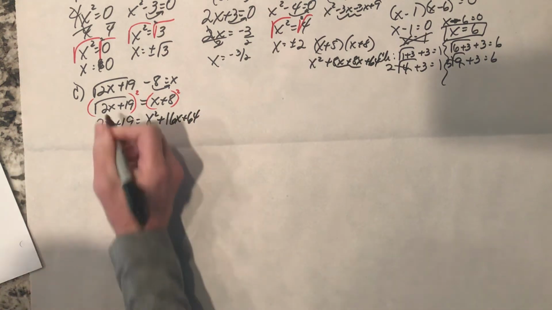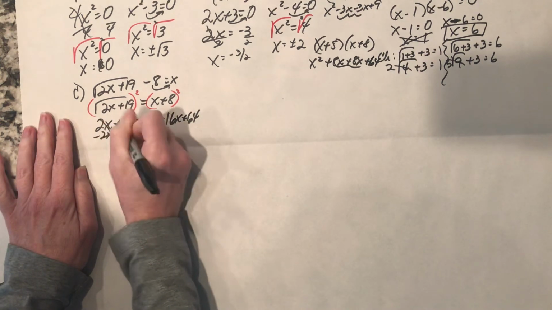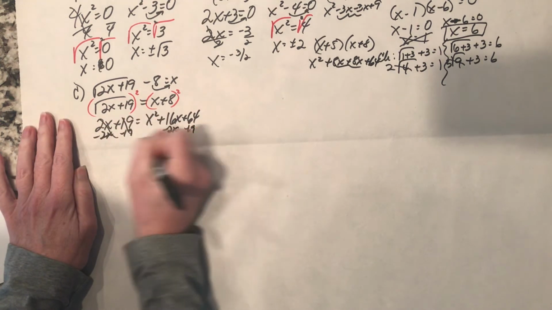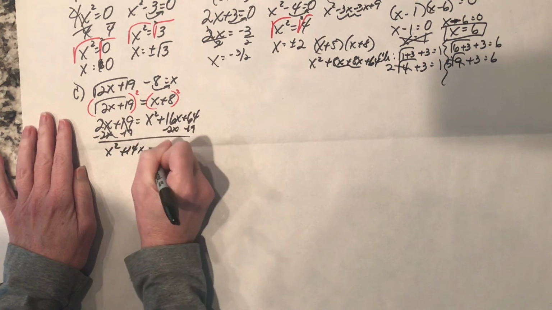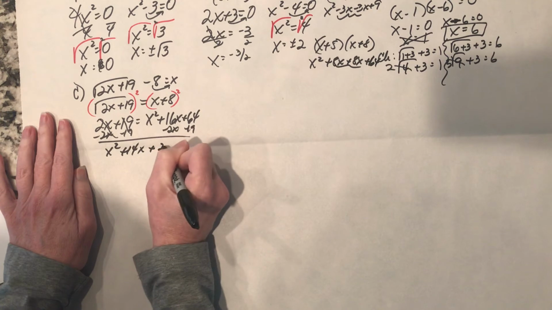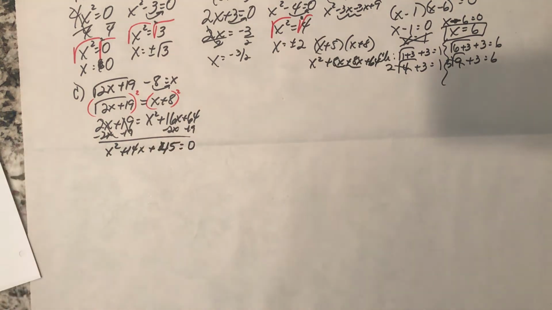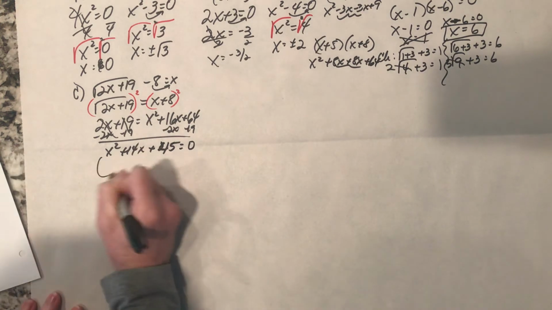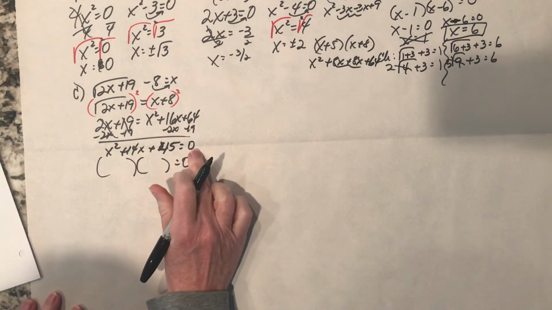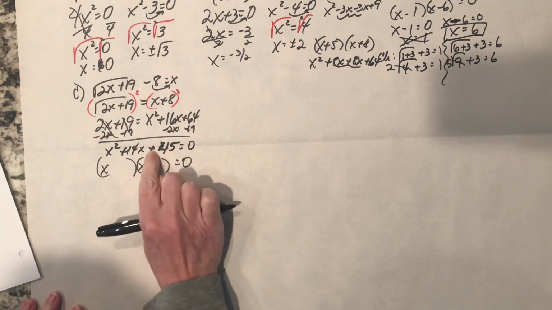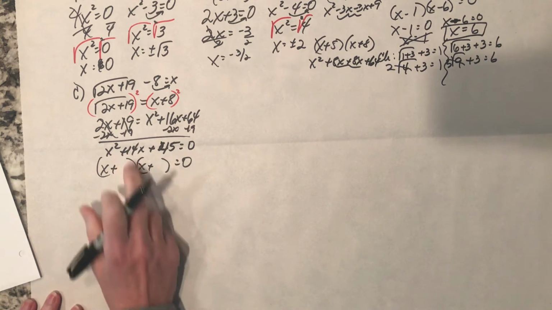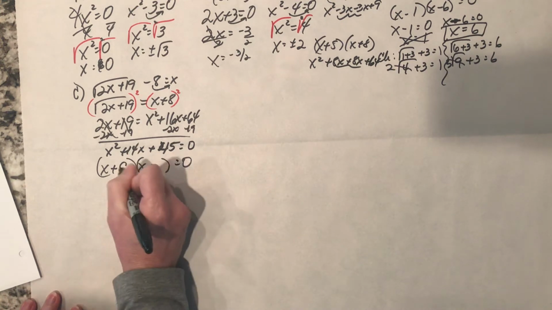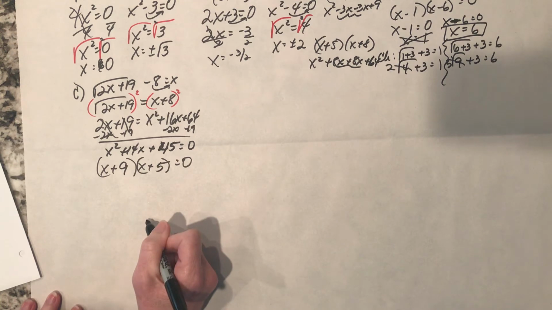Zero factor property. So minus 2x and minus 19. So I got x squared plus 14x plus 45 equals 0. So we're looking for, let's get this set up. We've got the 0. Now let's factor. The signs need to be the same and they need to be positive. What two numbers multiply to give you 45 that add together to give you 14? It's 9 and 5.